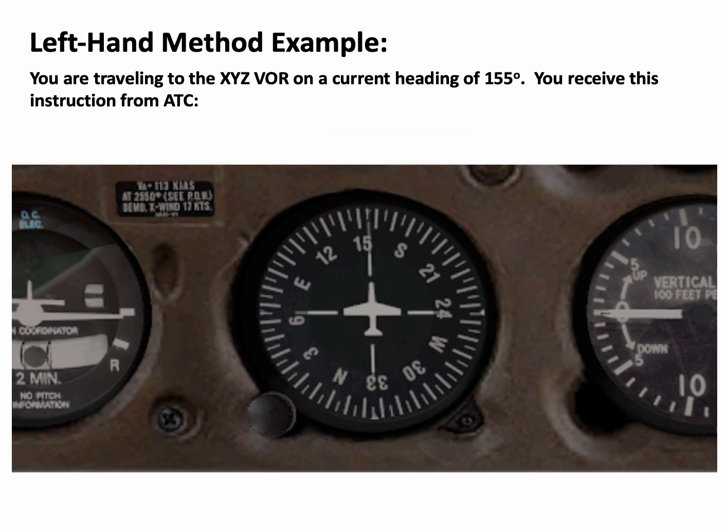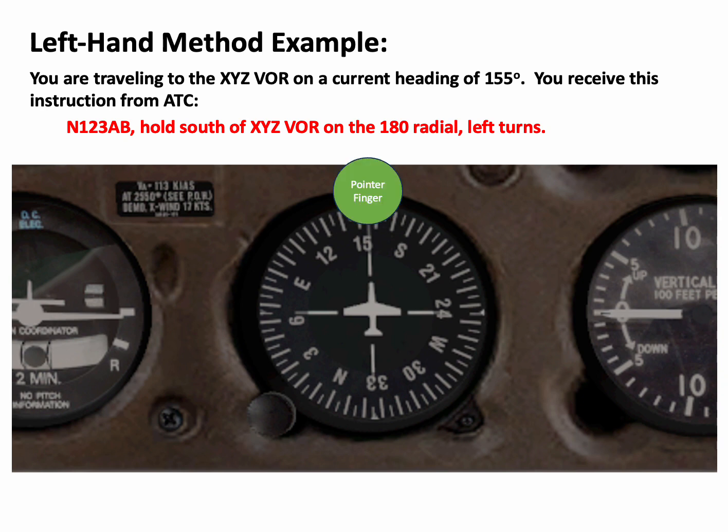Now let's try out the left-hand method using the same scenario. Once again, you are traveling to the XYZ VOR on a current heading of 155 degrees. You received this instruction from ATC. November 123 Alpha Bravo, hold south of the XYZ VOR on the 180 radial, left turns. Using your left hand, put your pointer finger at the top of your DG at 155. Next, put your thumb 110 degrees to the right of your pointer finger.